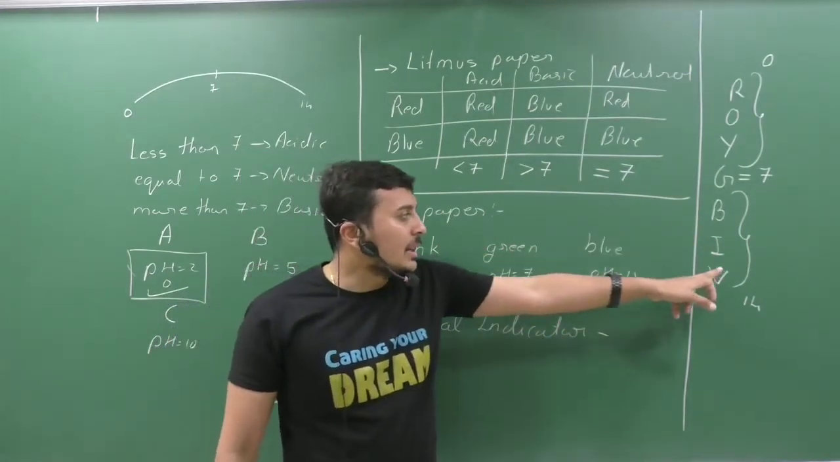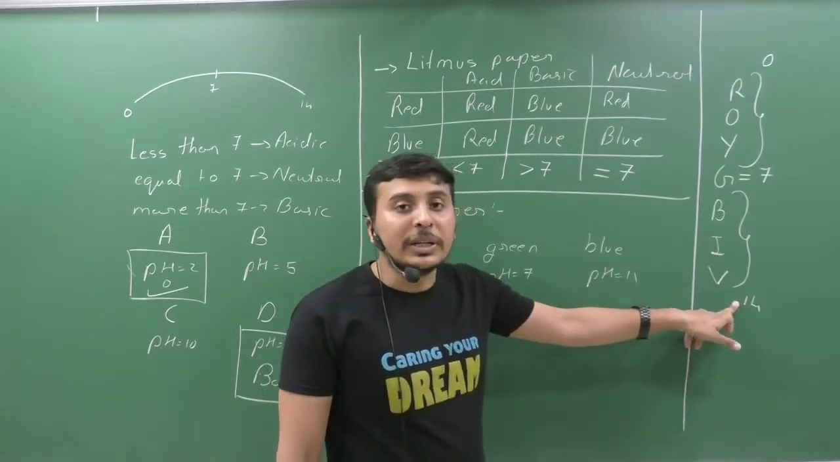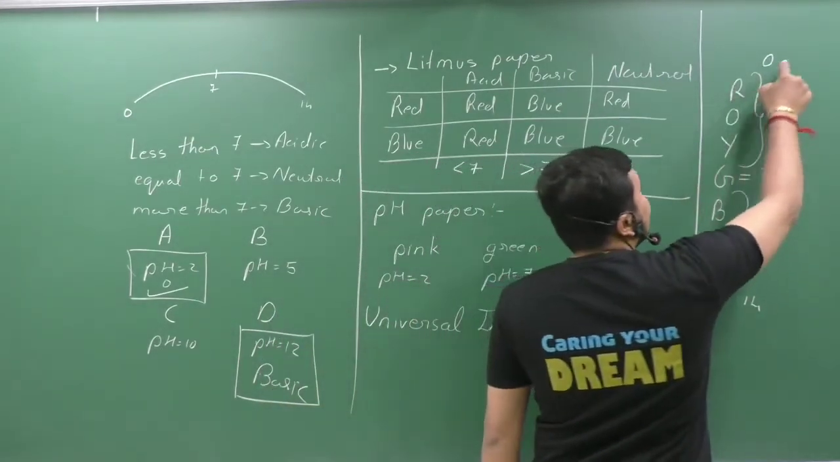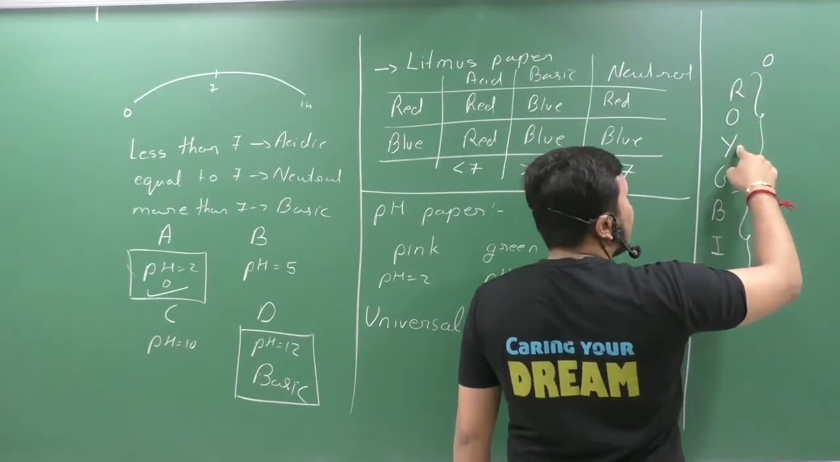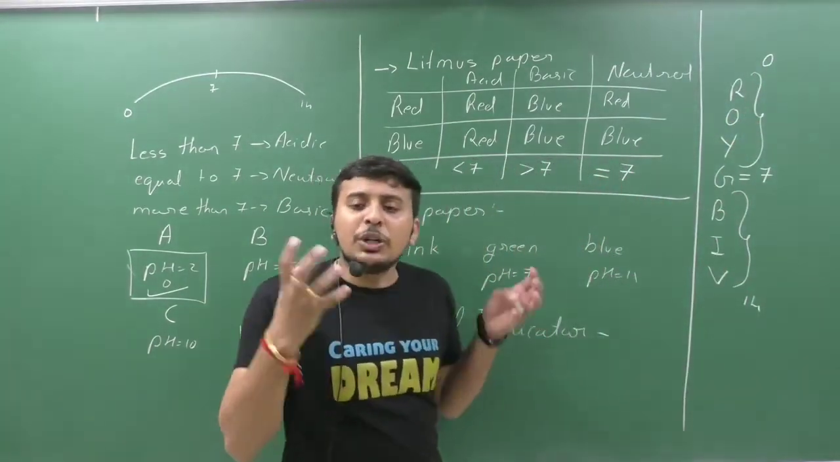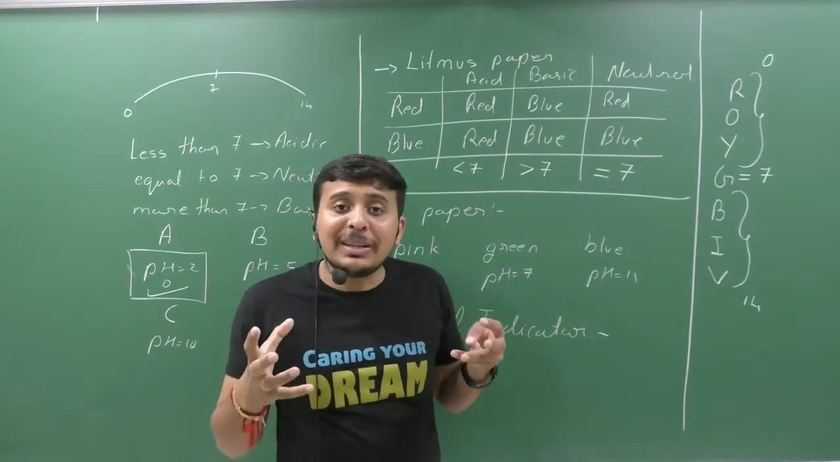The darker the color, if you move towards the violet, then the pH of the solution will be almost equal to 14. If you move towards the red, then the pH will be equal to 0. Now, red, orange, yellow, clear. So what do we mean by the bright colors and what do we mean by the dark colors?